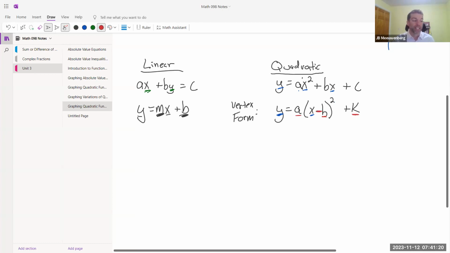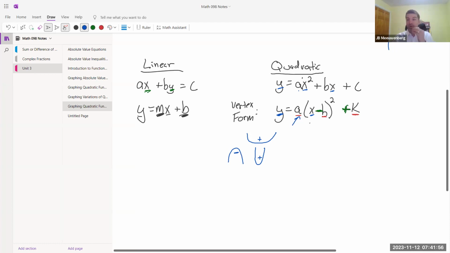Notice that it's minus H inside the parenthesis, and then it's plus K over here. So what do these letters, these variables, represent? Well, A is just a coefficient that's going to tell us a couple things. It's going to tell us how wide or how narrow our parabola is, or whether it's going up or going down, right? These would be positive and this would be negative, all right?